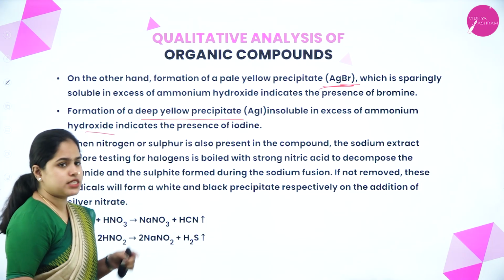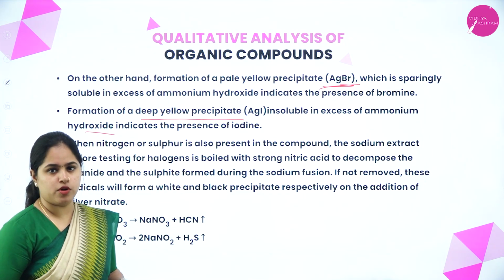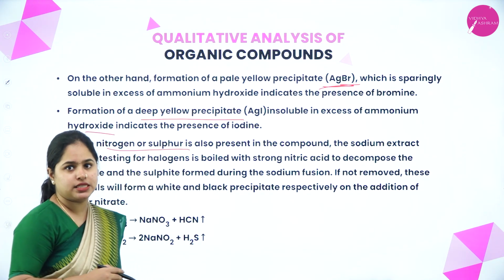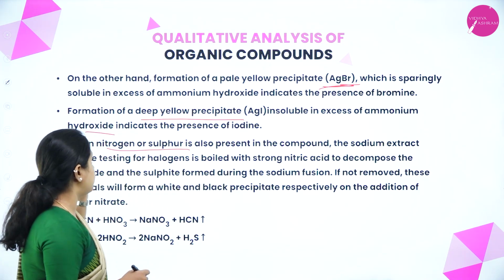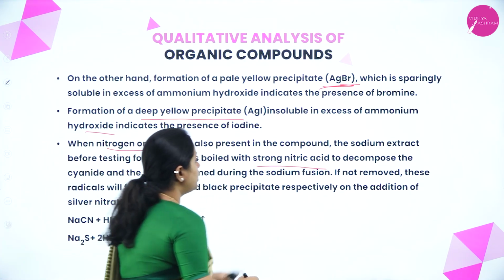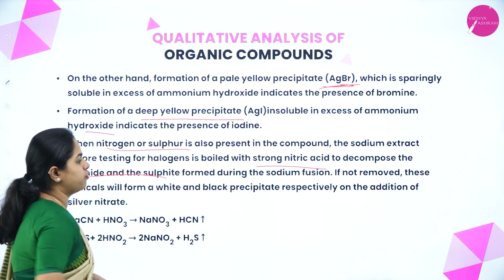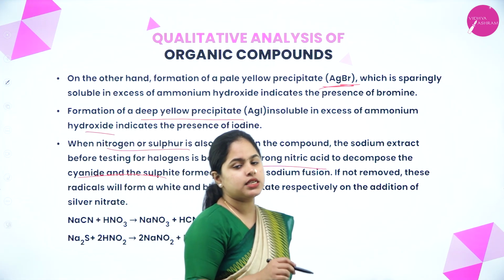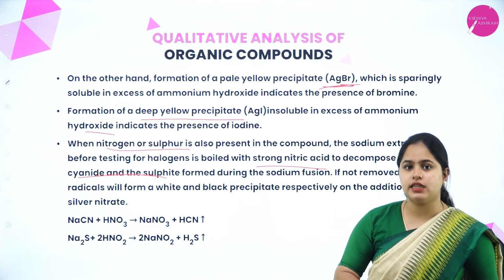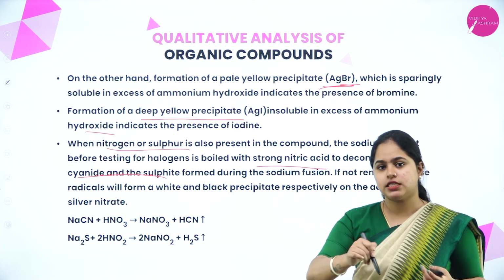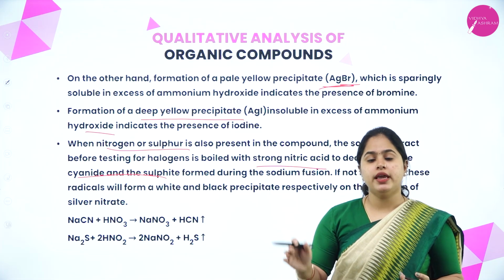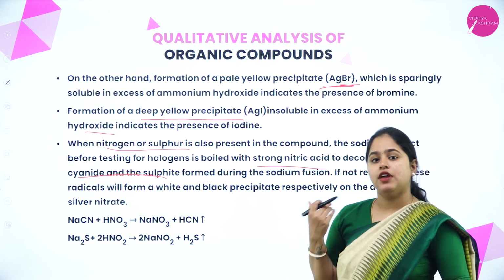Now when nitrogen or sulfur is also present in the compound apart from halogens, if there is nitrogen as well as sulfur present in the compound, the sodium extract before testing for halogen is boiled with strong nitric acid to decompose the cyanide and sulfide formed during the sodium fusion. That means if the organic compound contains halogens as well as nitrogen and sulfur, to detect the presence of halogens in it, first we have to decompose or remove the nitrogen and sulfur from it.